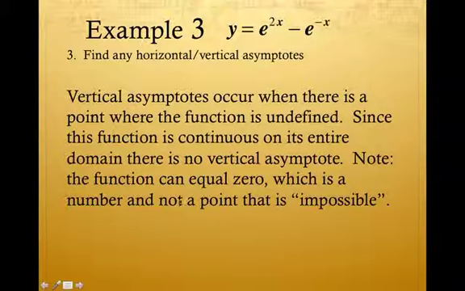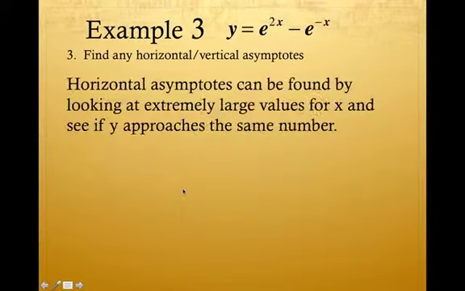Horizontal and vertical asymptotes. The vertical asymptote is when I find a value for x where this becomes impossible to evaluate. As it turns out, both of these are continuous. The difference of two continuous functions is still continuous. Yes, there's a point where this difference equals 0, but that's fine. 0 is a number; it doesn't create something impossible. Impossible would be like the square root of a negative number, or dividing by x. We don't get into either of those situations here. So this is continuous. There is no vertical asymptote.